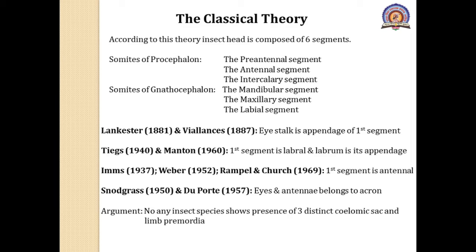Their major argument against the classical theory is that not even a single species of insect in its embryonic condition shows the presence of 3 distinct coelomic sacs and limb primordia, and thus the validity of the theory is still incompetent, deductive and misleading to a great extent, according to Snodgrass and Duport. So this is about the first theory of head segmentation.